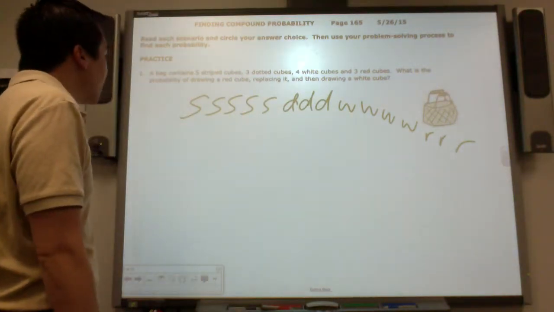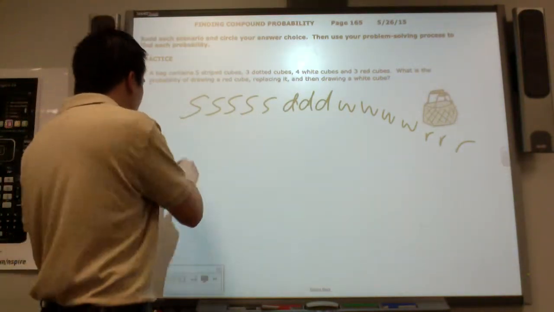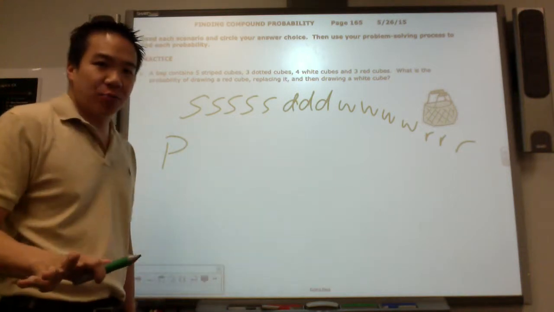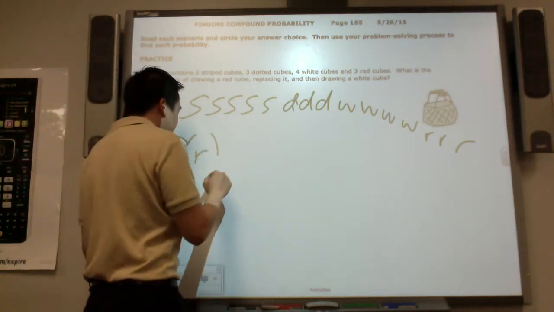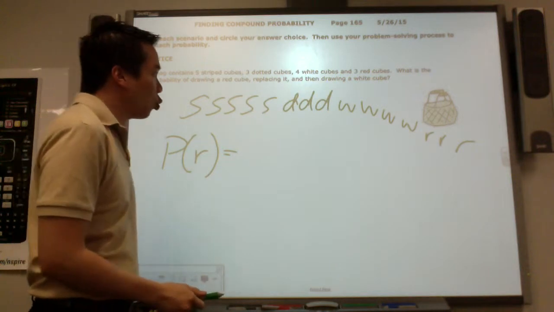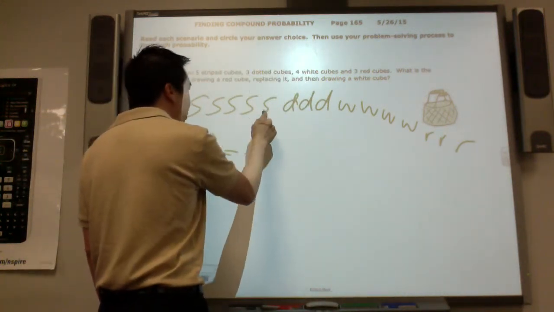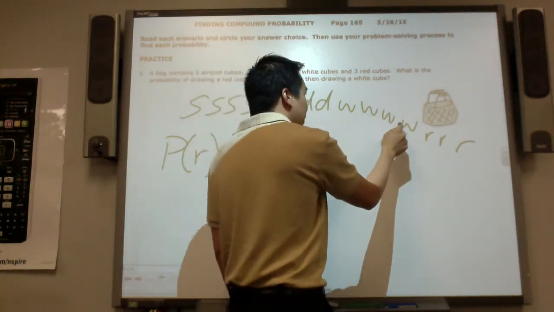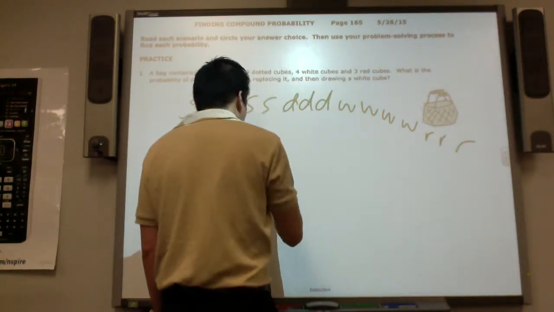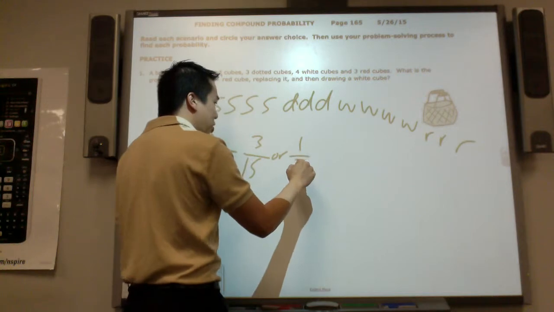What is the probability of drawing a red cube? So capital P, which means probability of a red cube. There are 3 out of 1, 2, 3, 4, 5, 6, 7, 8, 9, 10, 11, 12, 13, 14, 15. You can simplify that by dividing by 3, so it's 1/5.